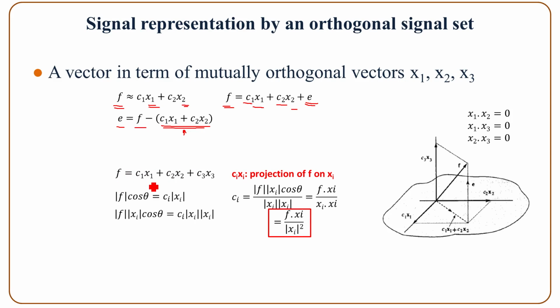And if we use three orthogonal vectors x1 and x2 and x3, then f can be fully expressed in terms of x1, x2 and x3. And here ci times xi is the projection of f onto xi, and it can be calculated as you can see here. And finally we get to this step, and i here is actually the subscript.